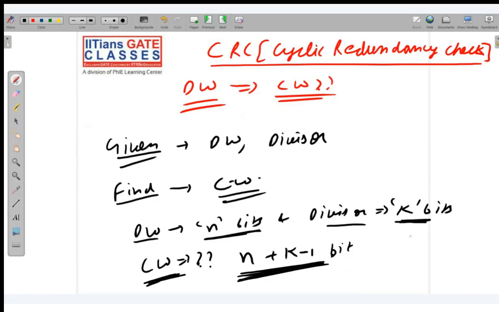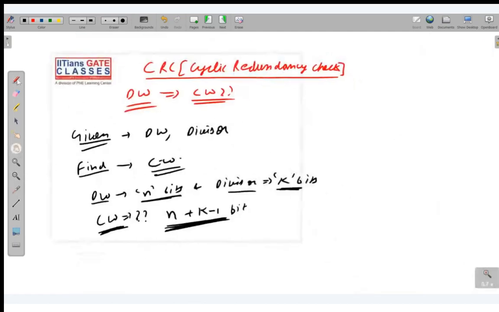Is it okay? Similarly, they can ask the reverse question also. If you are able to do this thing, you will be able to do this also.